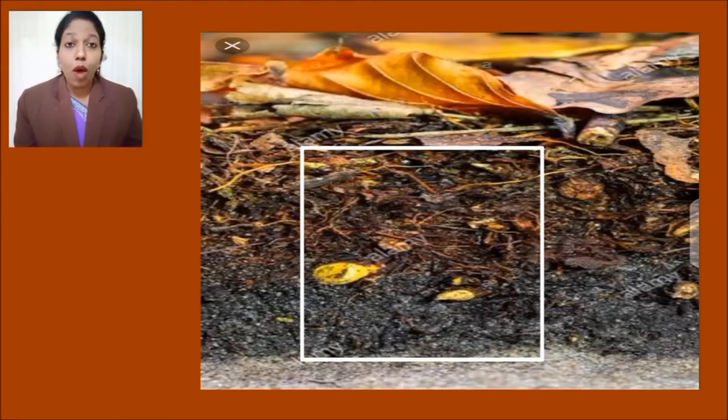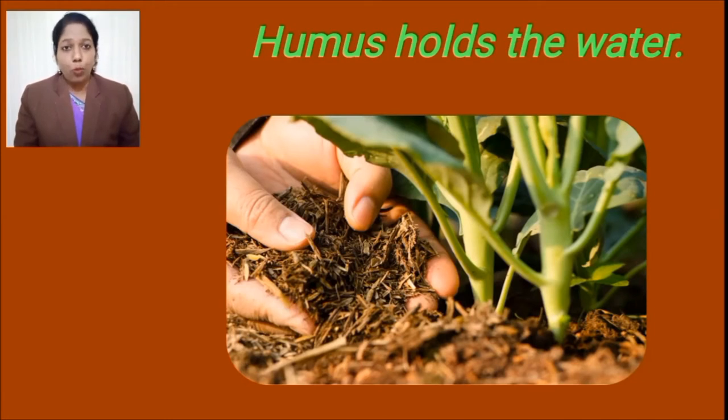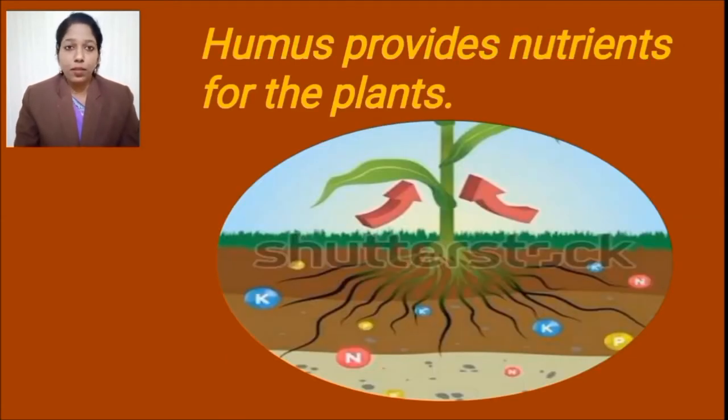Children, can you tell me why humus is important for the plants and for soil? Humus holds the water. Humus acts as a sponge. It retains moisture in the soil for a long time by soaking up water. Humus acts as a cover over the soil, so sunlight does not fall directly on the soil surface, which keeps the soil moist for a long time. Humus provides nutrients for the plants. Nutrients are useful substances present in the soil which are useful for the healthy growth of a plant.